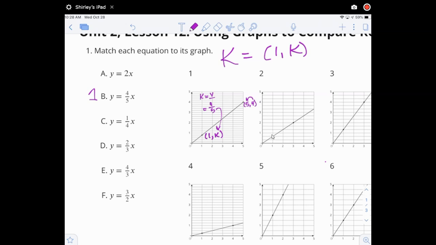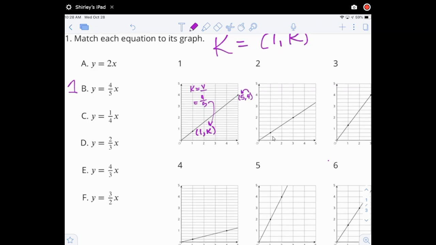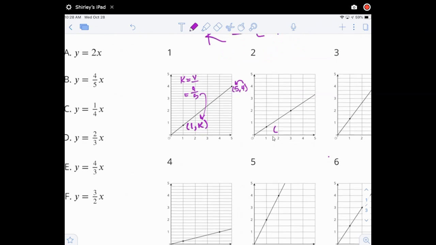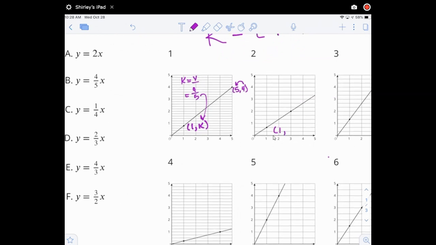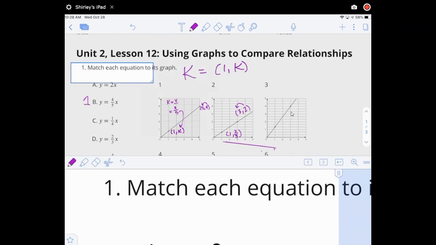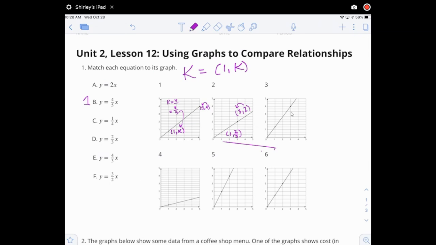Question number 2, I can see my coordinate point here, 1, comma, I'm cut into thirds. So I have 1/3, 2/3. So that y coordinate is 2/3. But then also remember, you can look at this coordinate also. That coordinate has value 3, comma 2. So when I divide, I get 2 over 3. So k for graph number 2 is 2/3. Which equation matches that? D.